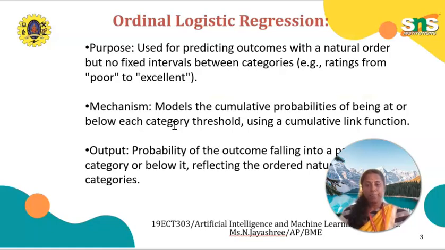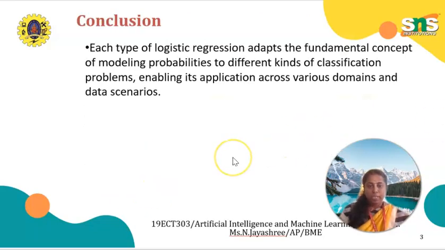These are the three types of logistic regression: number one, binomial; number two, multinomial; number three, ordinal. At last, the conclusion. Each type of logistic regression adapts the fundamental concept of modeling probabilities to different kinds of classification problems, enabling its application across various domains and data scenarios. This is very important for classification problems. So thank you all.